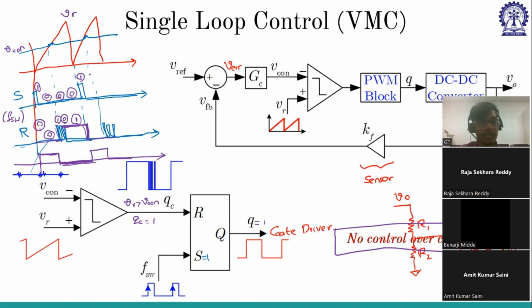Okay. And at this moment, VR is coming less than VCon. So reset will become 0 and we have seen a set value as 1. So it will again set here. So whatever noise that multiple switching is coming here, it will not be reflected in the output because of this SR latch. Okay, sir. Okay. So in this case, there is no control over current.